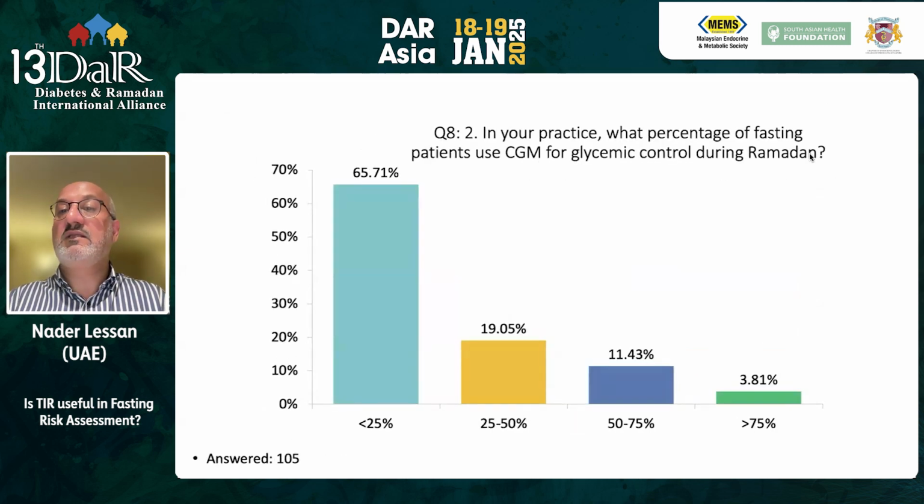The question was, in your practice, what percentage of patients were using CGM to control glycemia during Ramadan? And 65% of the physicians said less than 25%. So the number of people using CGM during Ramadan to control the glycemia is less than 25% in, it seems, the vast majority of the practices. And we had 25 to 50% in 19% of the responders, 50 to 75% in 11.4% of the responders, and more than 75% in about 4% of the responders. Still a good number.